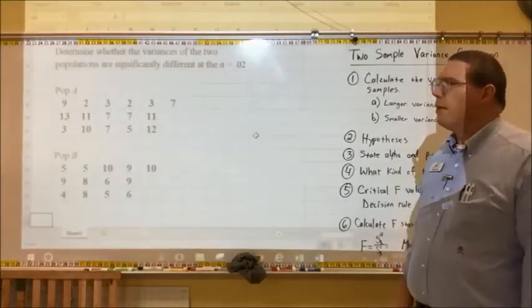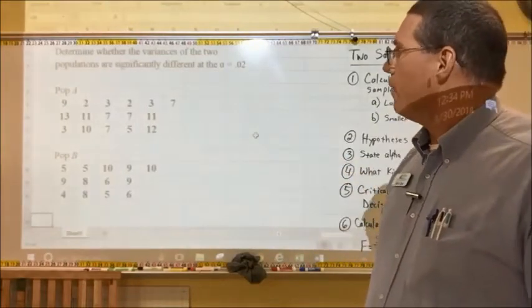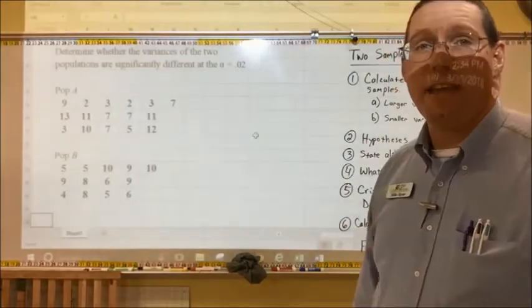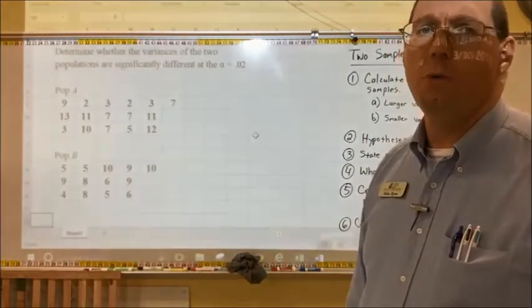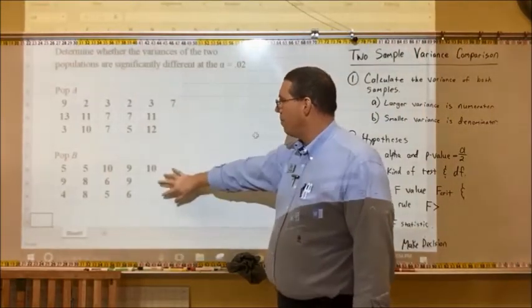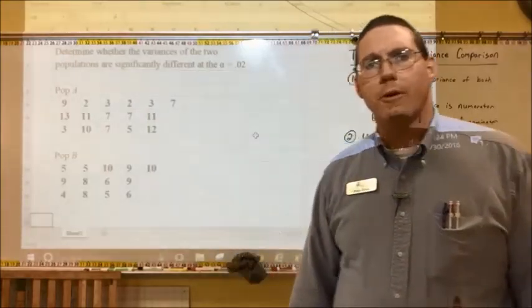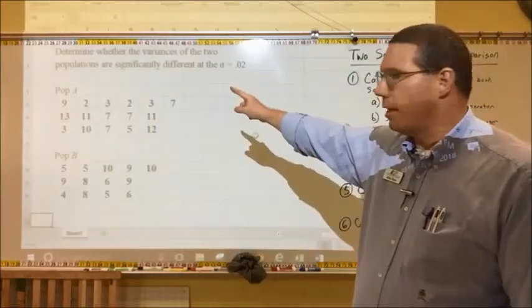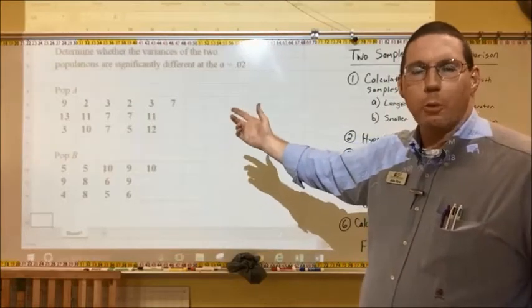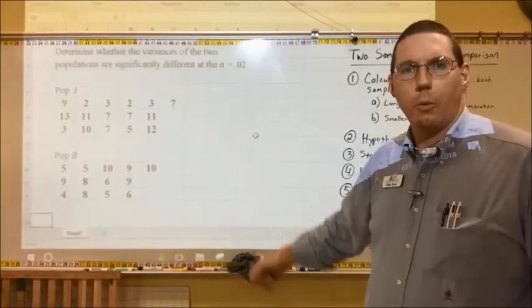All right, here's another one. It says, determine whether the variances of the 2 populations are significantly different at the alpha equals 0.02 level. And here's population A, and here's population B. Why don't you go ahead and pause the video and use your computer and find the variance of population A, then find the variance of population B, and determine which one should be the numerator and which one should be the denominator. Then we'll go ahead and work it through together.